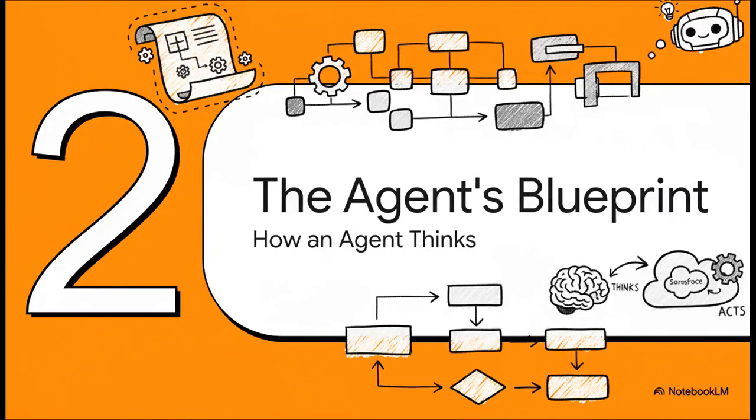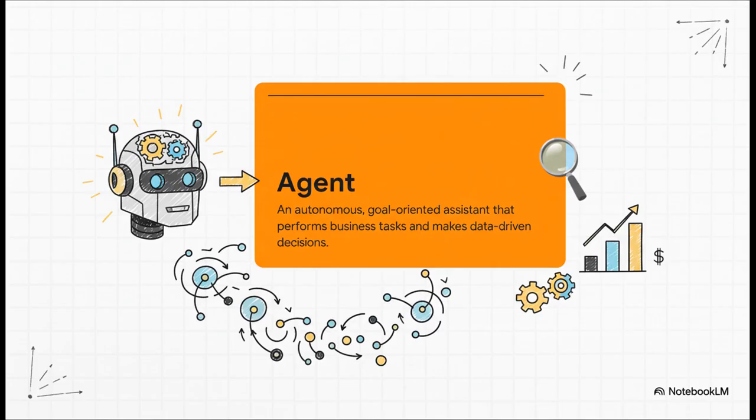But how does it all actually work? That's the big question, right? To get it, we need to peek under the hood at the agent's blueprint, how it thinks and how it acts. This is really the core of what makes it all possible. So first things first, the agent itself. Just think of this as your AI worker. It's autonomous, which means it can work on its own, and it's totally goal-oriented. Its whole reason for being is to knock out business tasks and make smart, data-driven decisions for you.